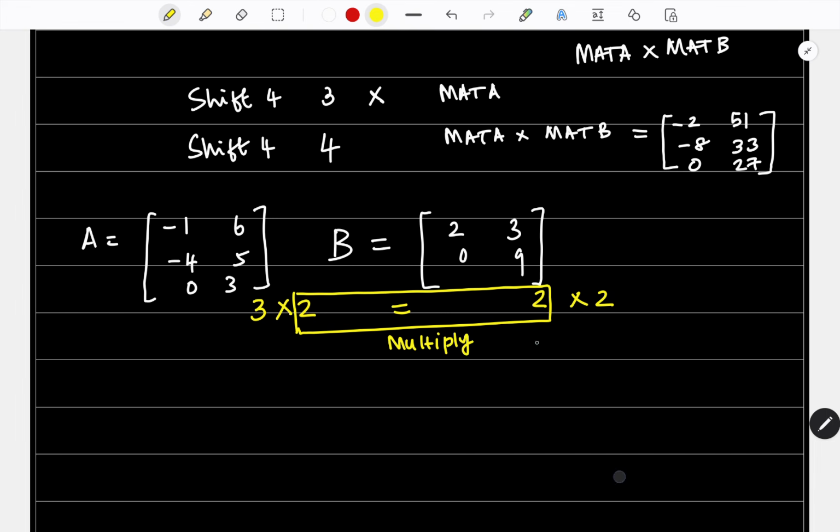Now what will be your answer's dimension? The answer dimension will be 3 rows and 2 columns, from this number and this number. So 3 rows means 1, 2, 3, and 2 columns, 1, 2. This is 3 rows, 2 columns.